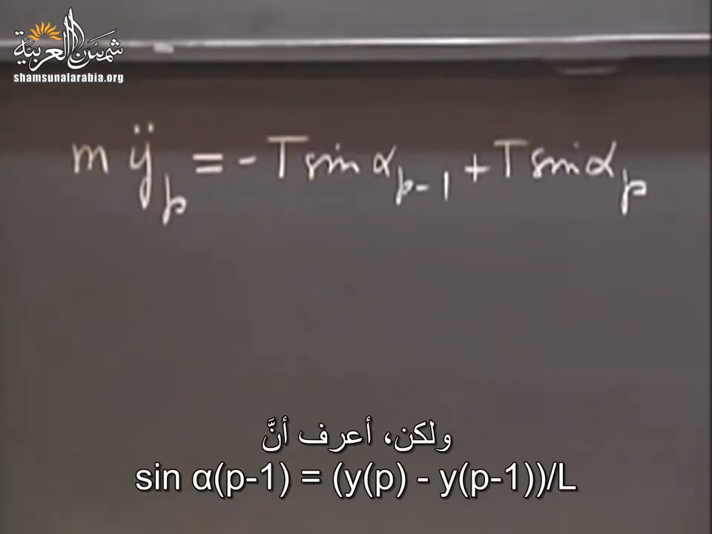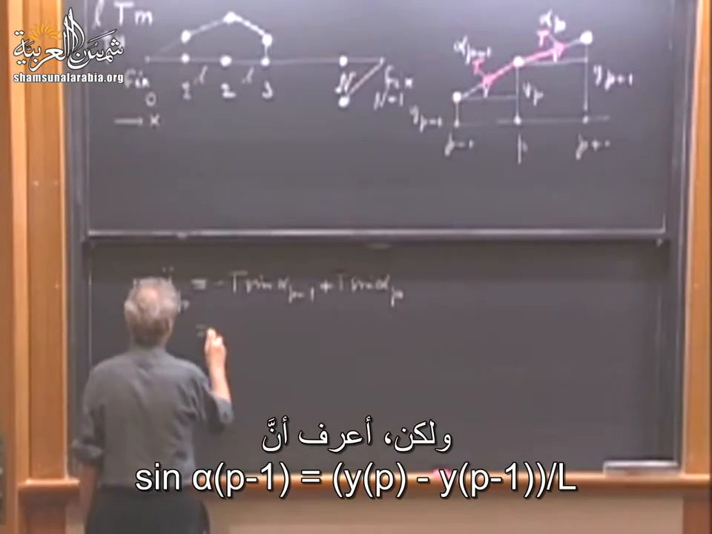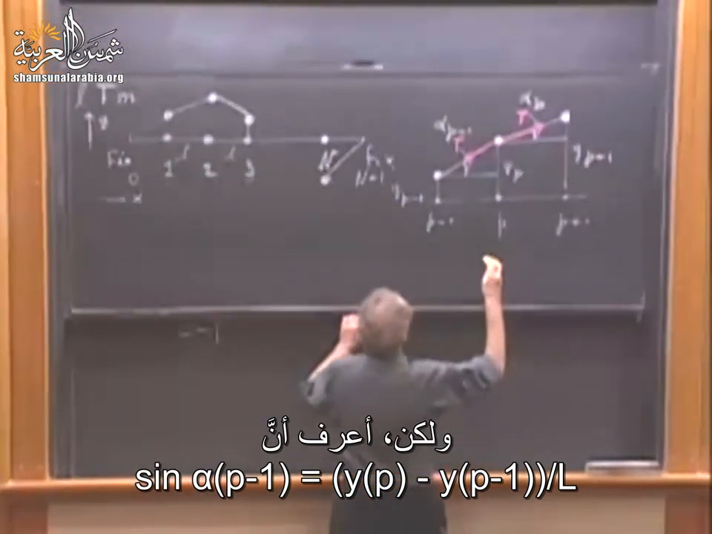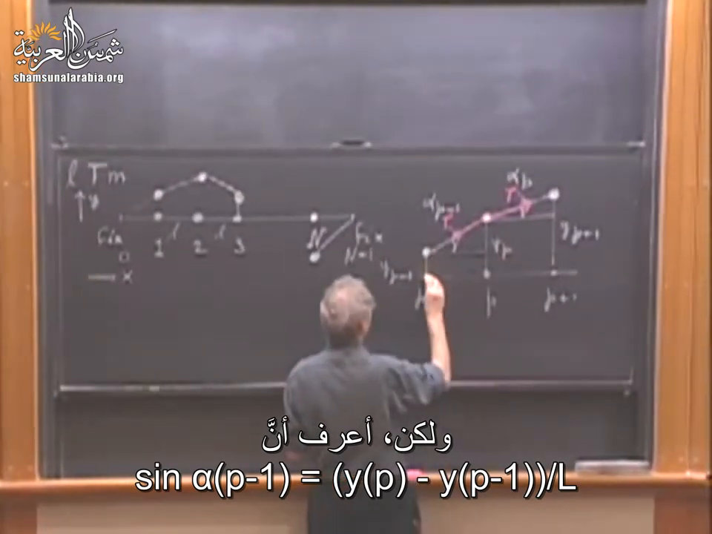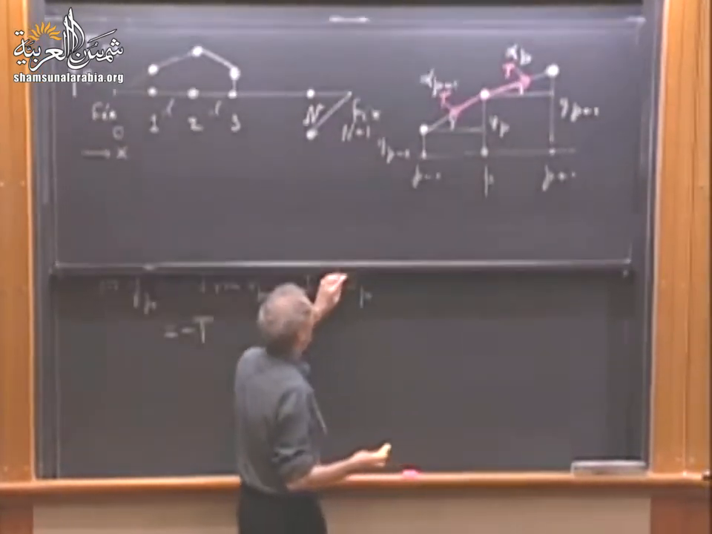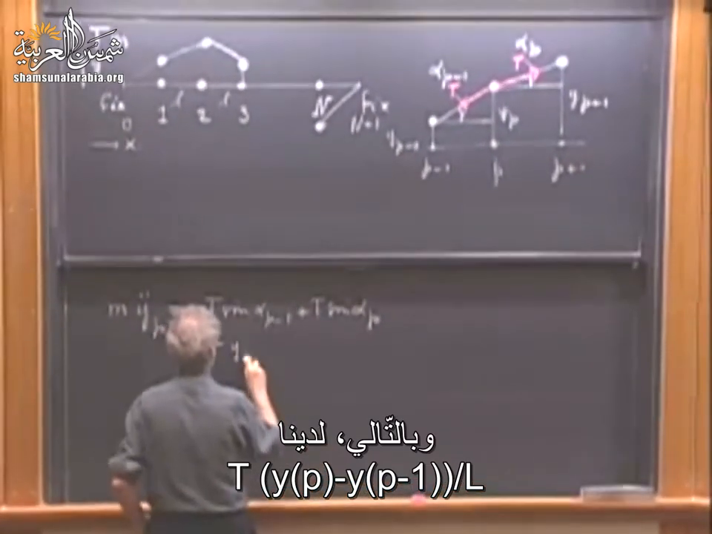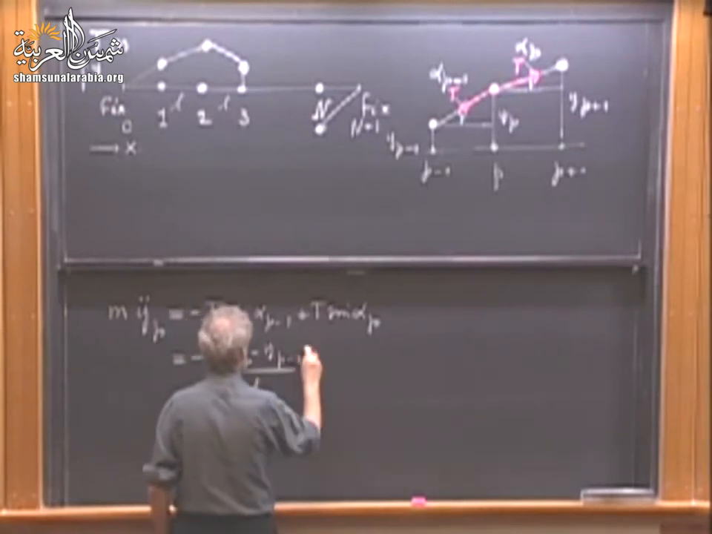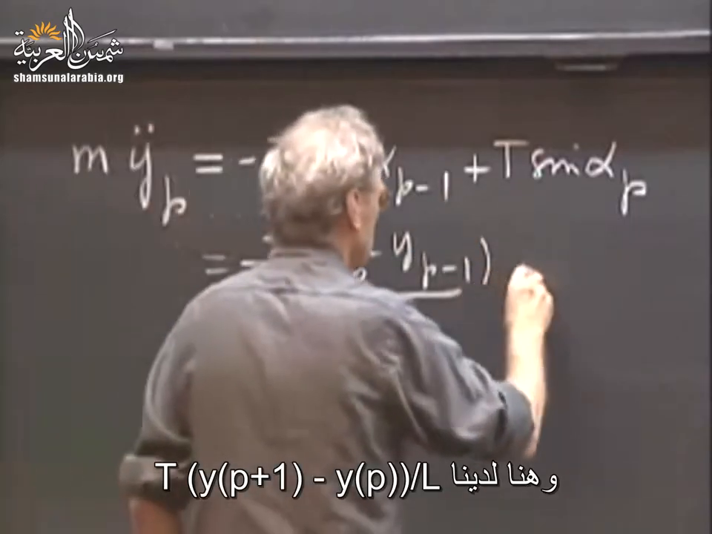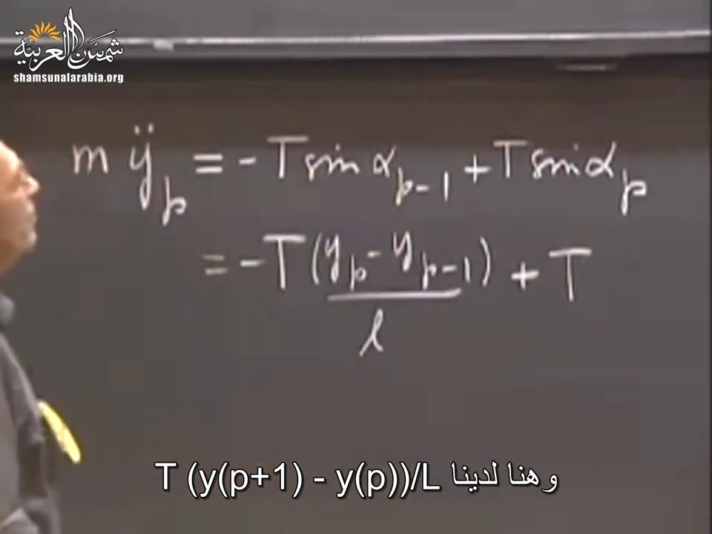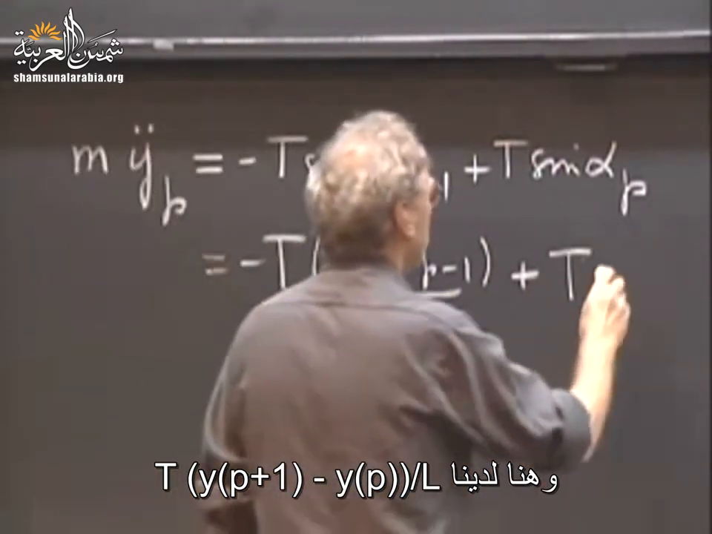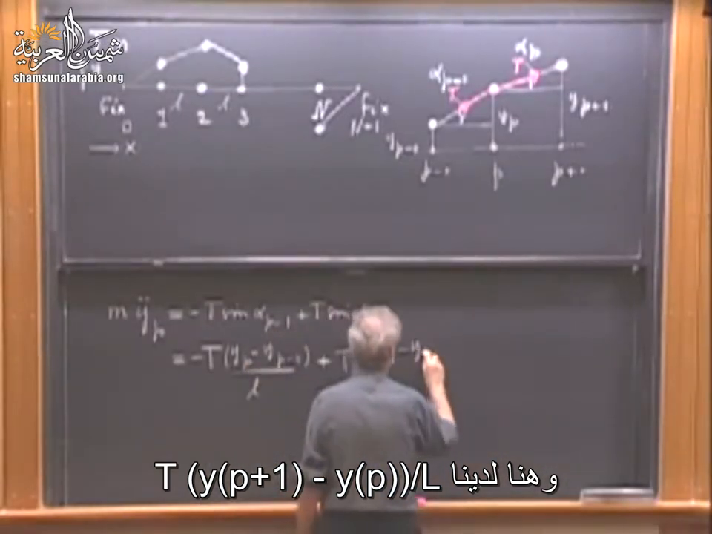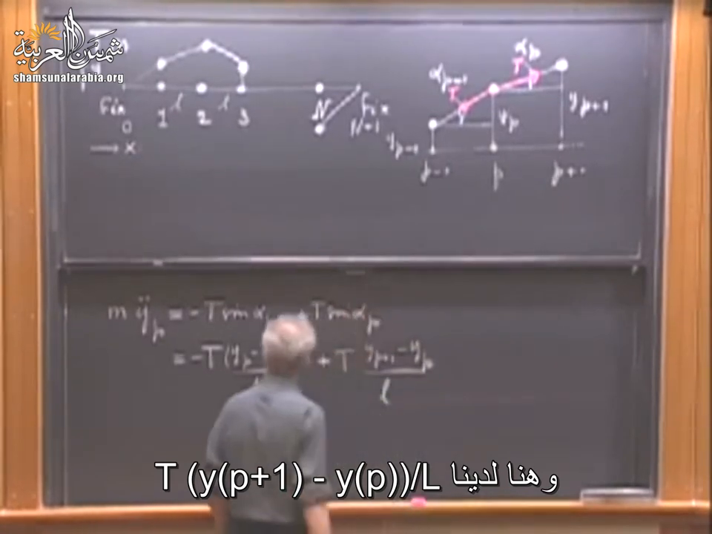But of course I know what the sine of alpha P minus 1 is, because the sine of alpha P minus 1 is yP minus yP minus 1 divided by L. And so I can write here T times yP minus yP minus 1 divided by L. And here I have T, the sine of alpha P is yP plus 1 minus yP divided by L.